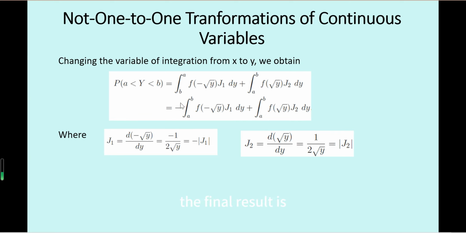The final result is the integral from a to b of the probability distribution of x, but we write minus the square root of y, times J1. J1 is the Jacobian, the derivative of x with respect to y. And similarly, here it is positive, from a to b, then a similar term here. So this is the Jacobian result.